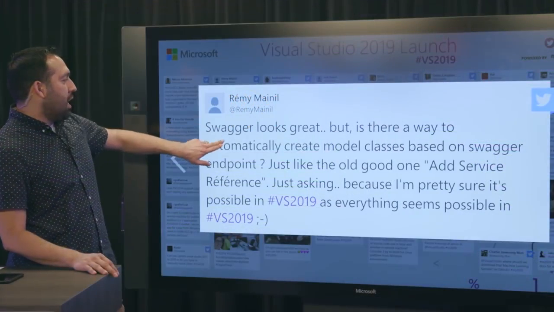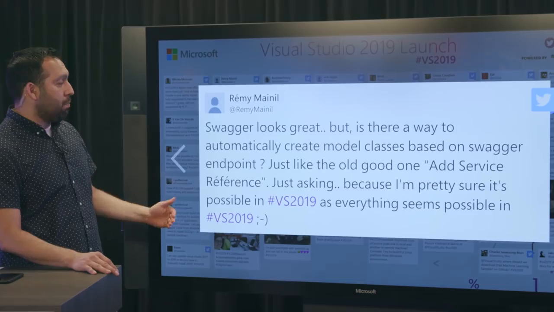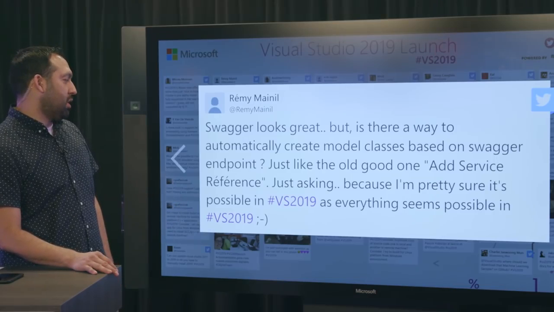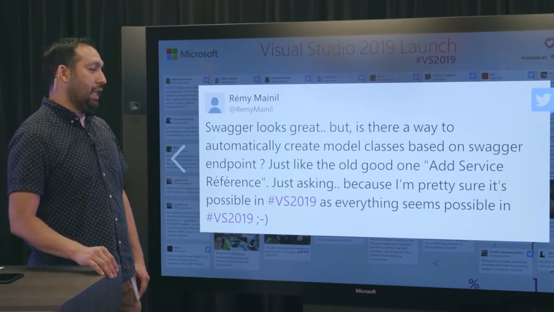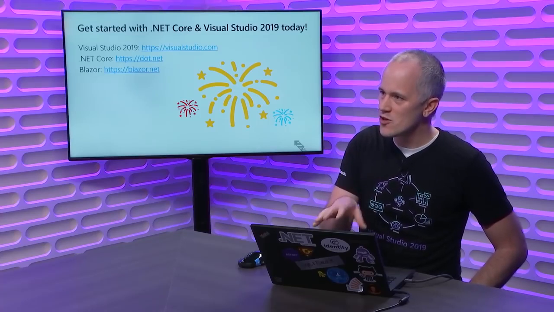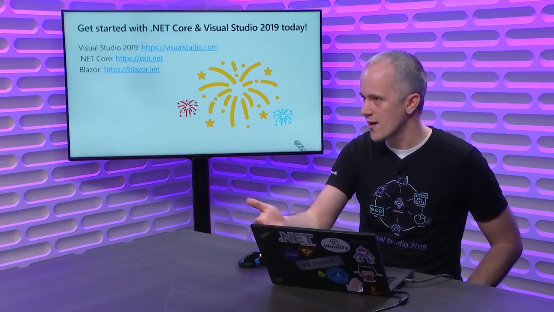All right, so from Remy, Swagger looks great, but is there a way to automatically create model classes based on a Swagger endpoint, just like the old good Add Service Reference? Just asking because I'm pretty sure it's possible in VS 2019. So there is some support for code generation in Visual Studio 2019 for doing client code generation based on an OpenAPI spec or a Swagger document.